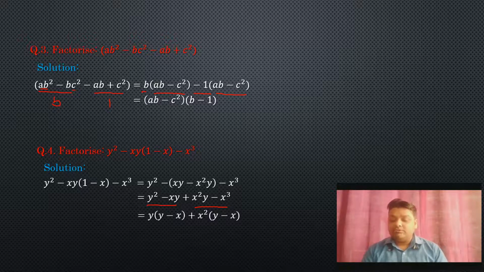Now here you can see y minus x is common in these two groups. Okay, and what is left? Y plus x square. So we can write y minus x and y plus x square like this. Okay students, so I hope that you all have understood. Now let's move to the next part.